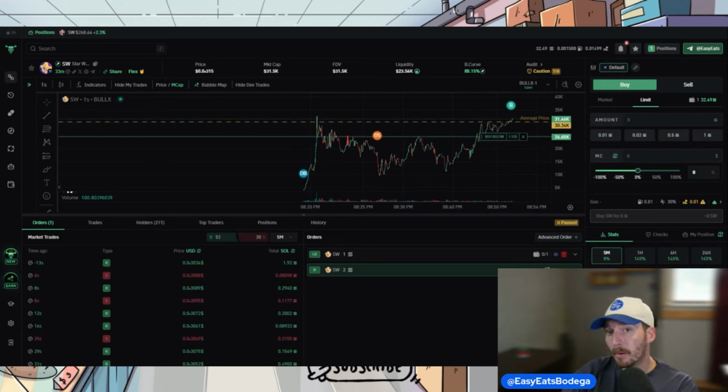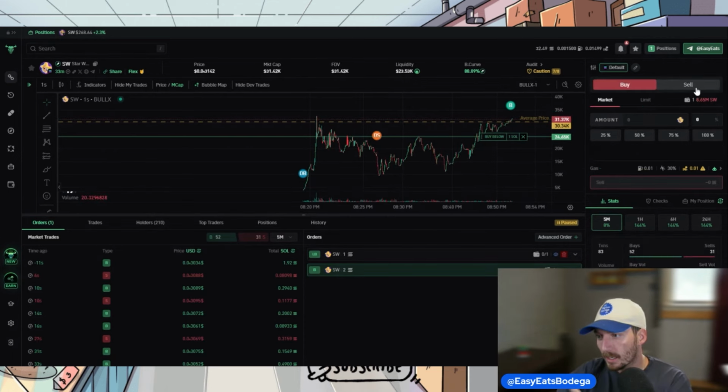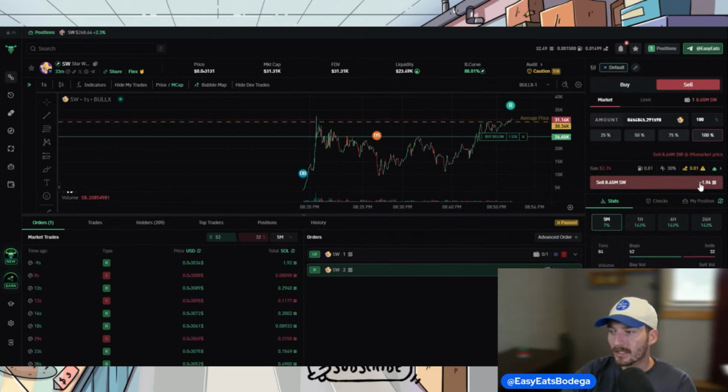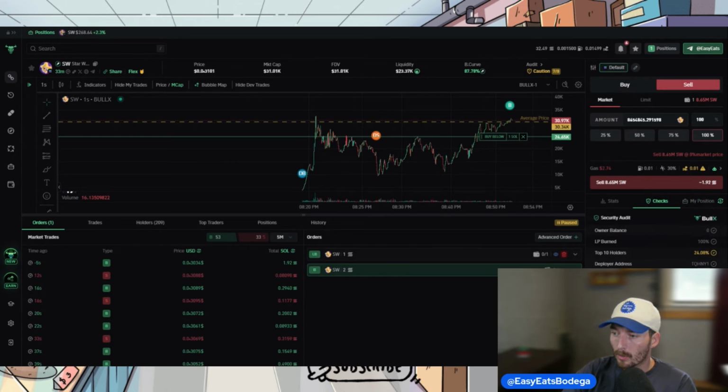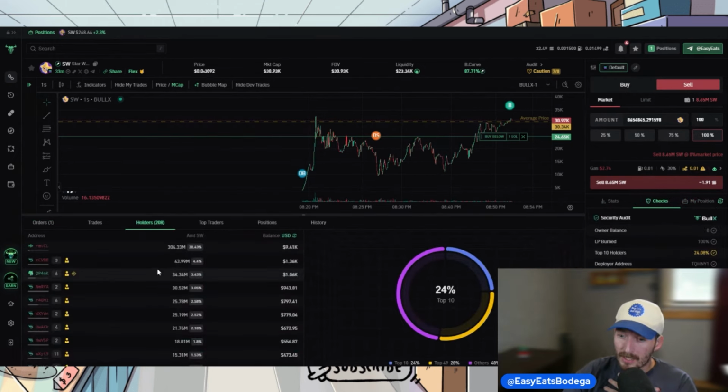The benefit of BullX and what makes it wicked easy is also the sells. So if I wanted to, I could sell full. I'm actually down slightly. You'll notice my positions here I can check. You can check top 10 holders on 25%. Personally, I like top 10 holders to be like 30% or less.